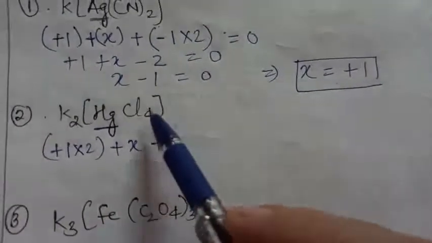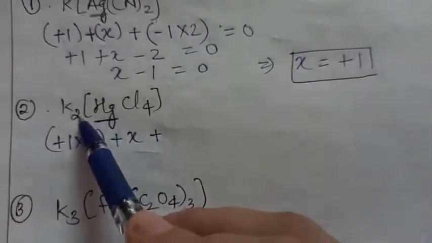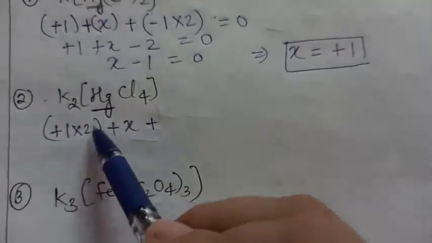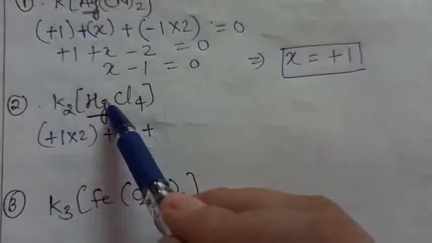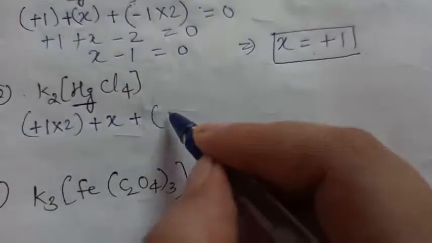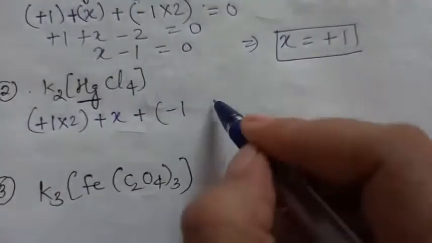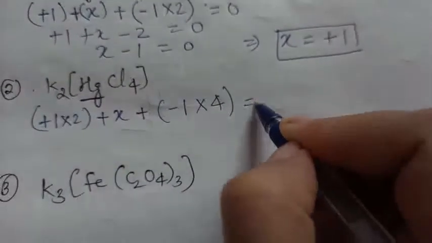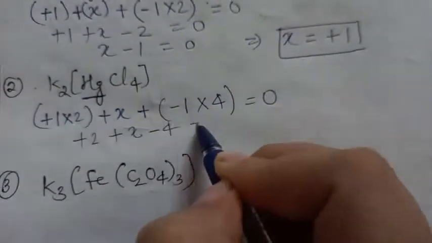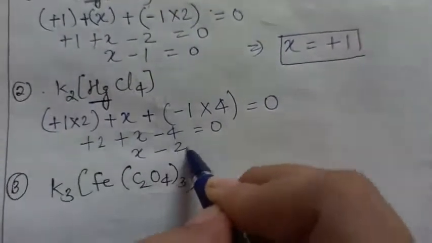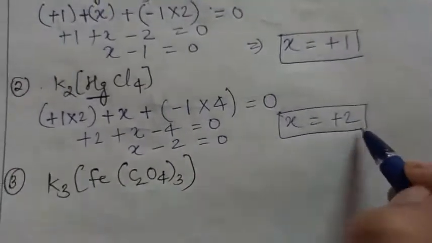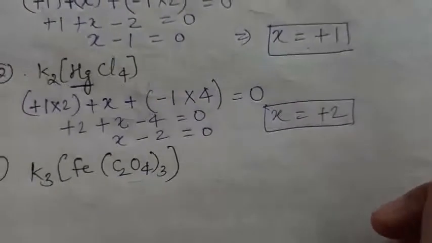Similarly, if we discuss this example, there are two potassium. One potassium bears +1 charge. So 2 will have +1 into 2. We have to calculate the oxidation state of mercury, so taken as X, plus 1 chlorine has -1 charge, and here there are 4. So -1 into 4 is equal to 0. So +2 plus X minus 4 is equal to 0. X minus 2 is equal to 0. X is equal to +2. So the oxidation state of mercury in this compound is +2.